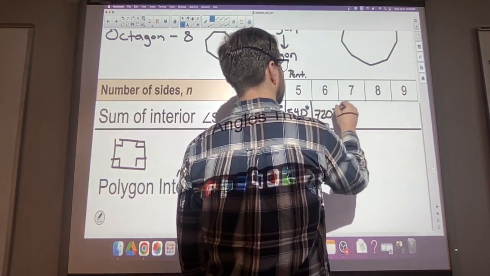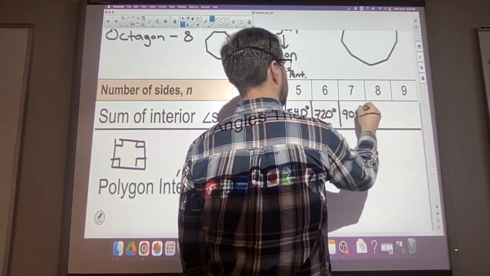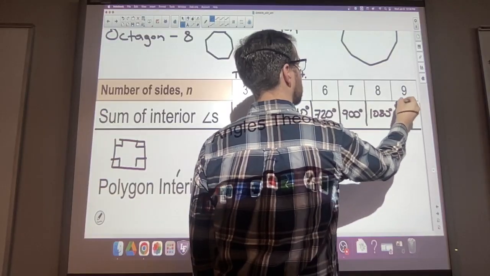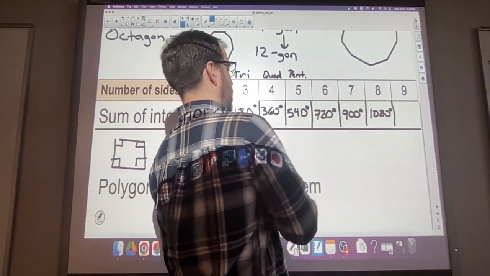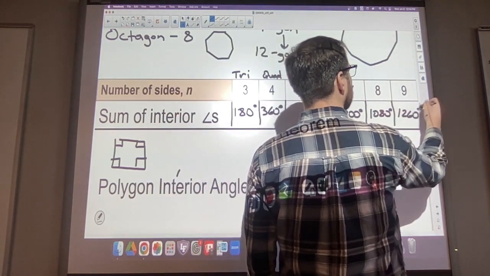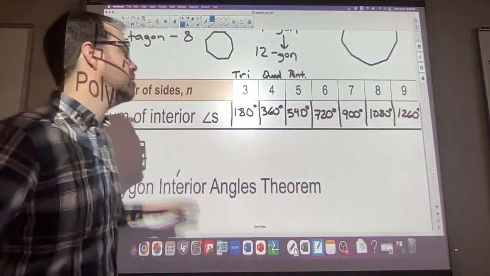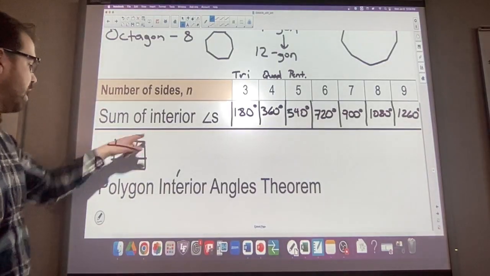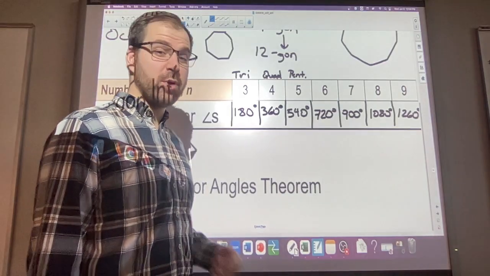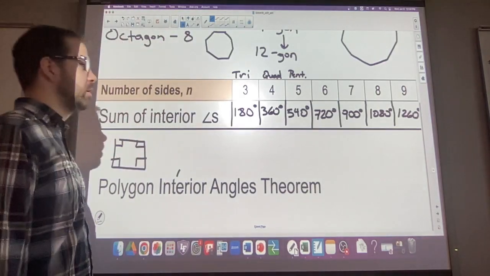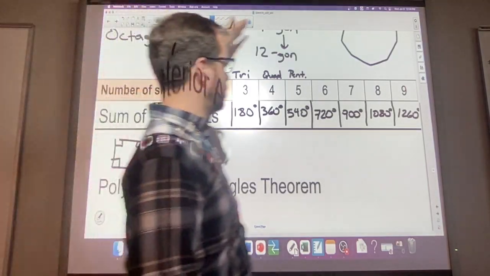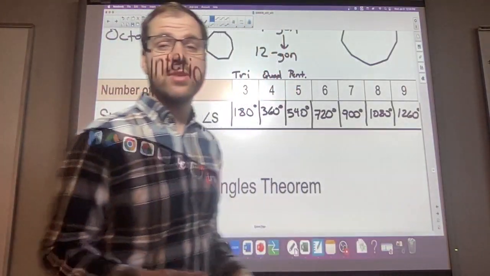So 720, 900, 1080, and what is that? 1,260 for a nonagon. So if you add up all the interior angles, right, all the angles inside the shape, this is what it'll add up to for each shape. It goes up by 180 each time. Okay? So if I were to take an octagon and add them all up, they should add to 1,080. In fact, they will every time.